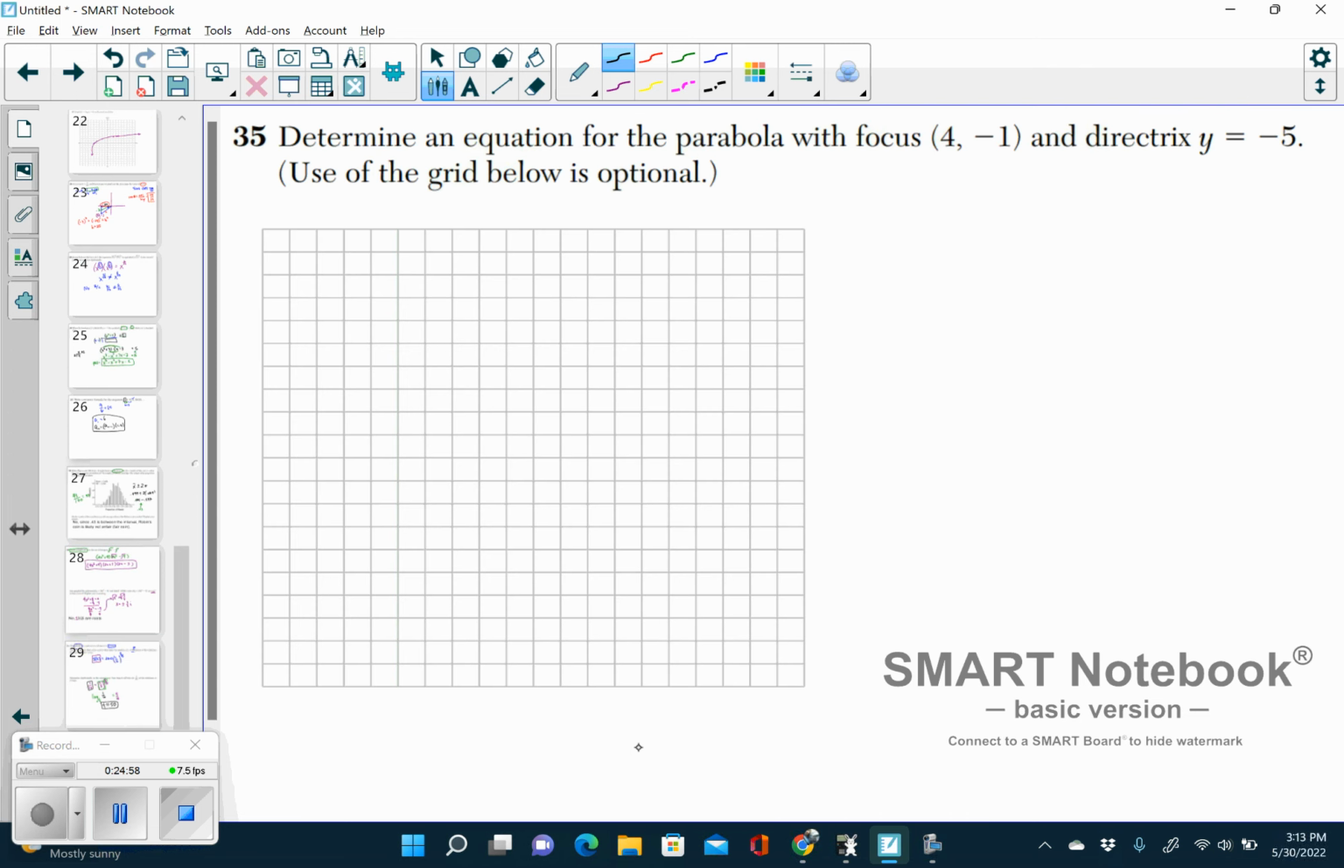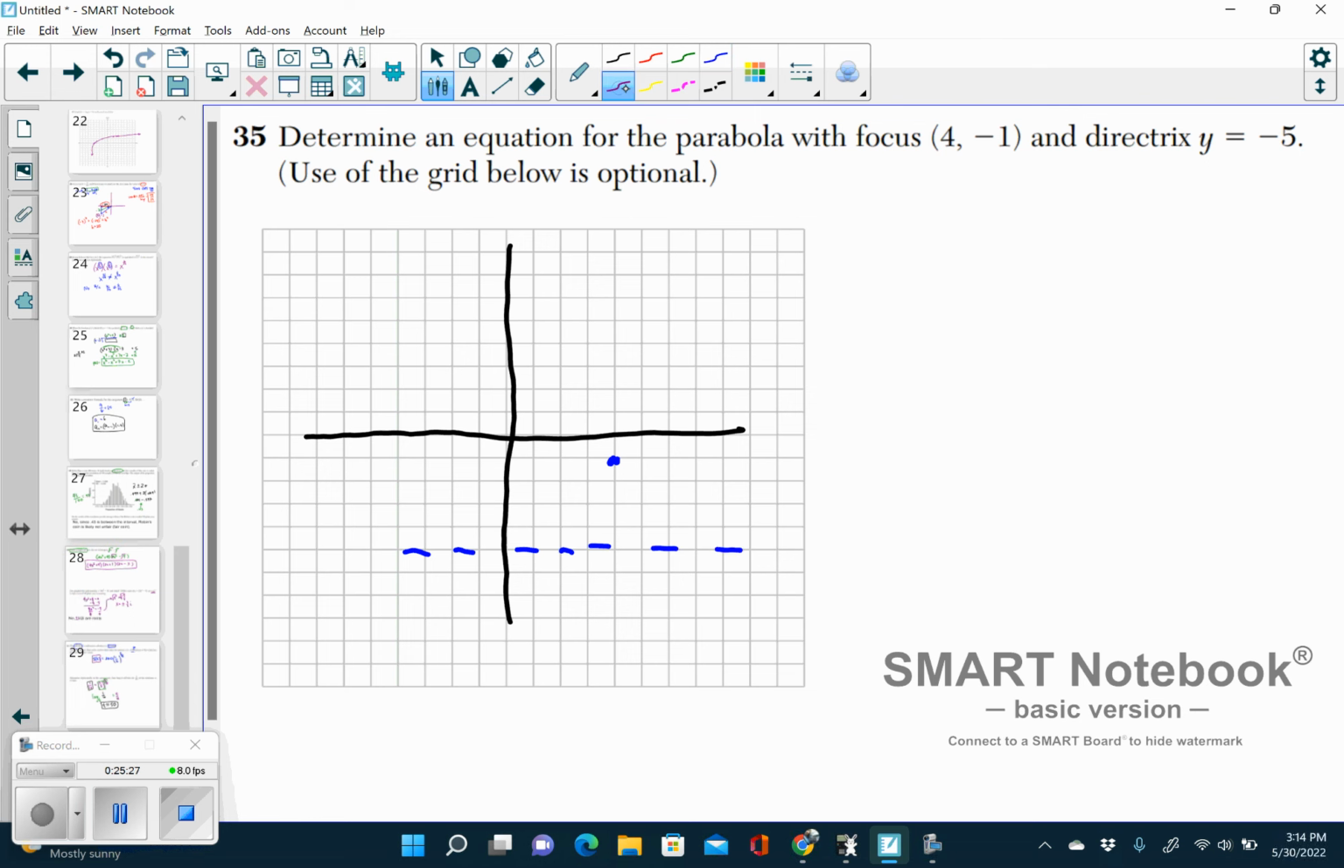Next, so we have 35. Focus of (4, -1). The first thing we're going to do is draw it. Forgive my x and y coordinates. So I have (4, -1): 1, 2, 3, 4. -1 is going to be my focus. My directrix is going to be y equals -5: -1, -2, -3, -4, -5. So right here is going to be my directrix.